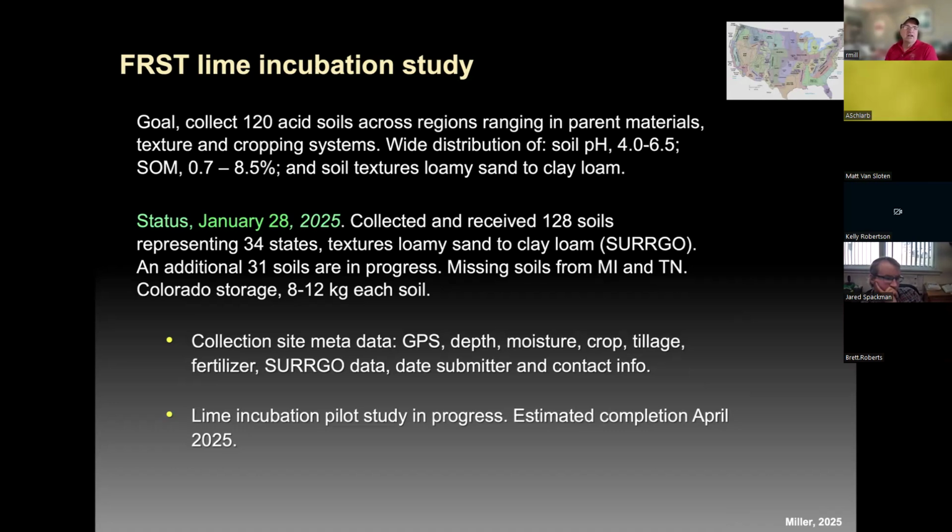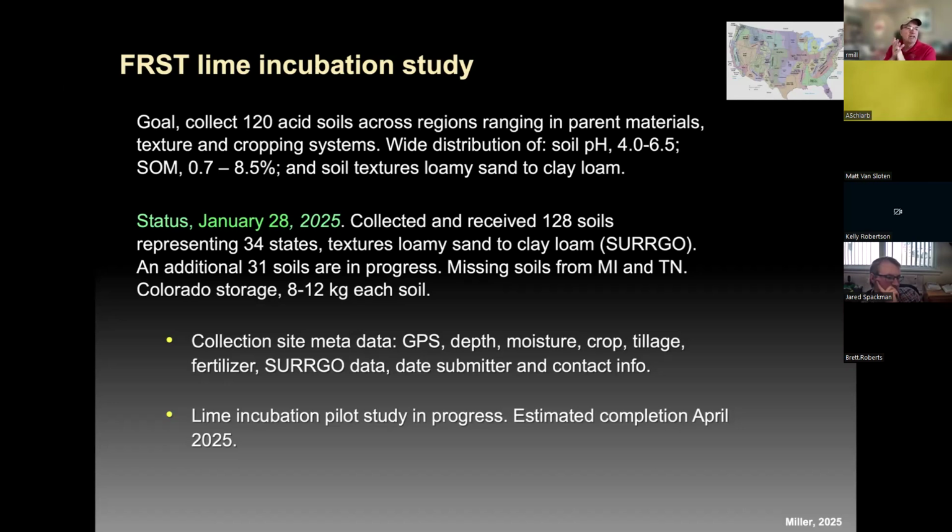Our status as of yesterday, we've collected 128. So we've really exceeded our goal. We've got soil samples from 34 states. Again, loamy sand out to clay loam. That's based on GPS coordinates in which SSURGO, the national database on soils, tells us it is. And we have an additional 31 soils in progress. We're missing soils from Michigan and Tennessee, so I guess we won't get any calibration data for those. They're all in cold storage in Colorado. We have 8 to 12 kilograms of each soil.